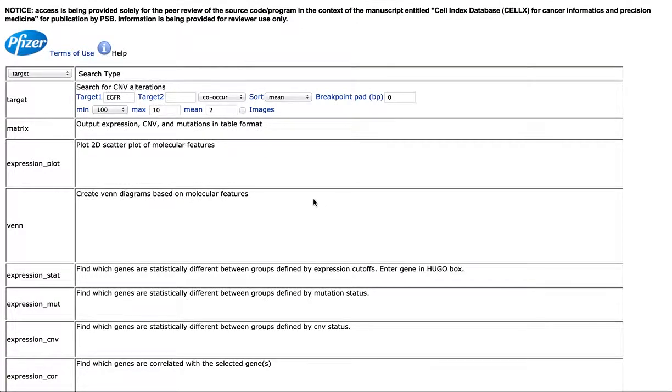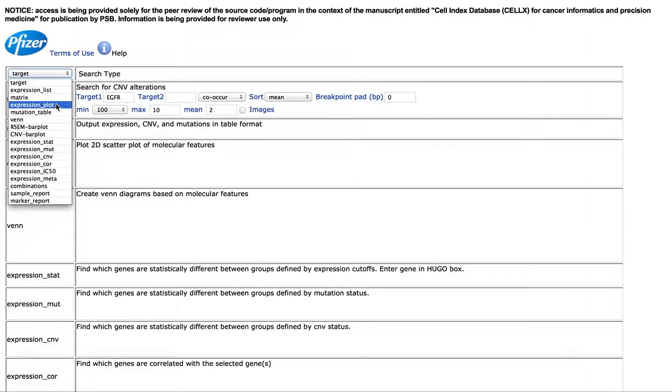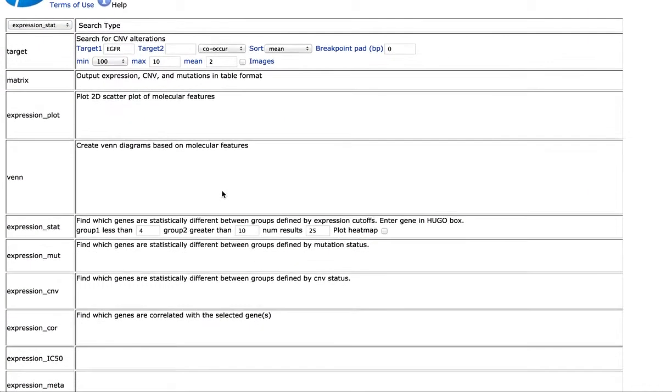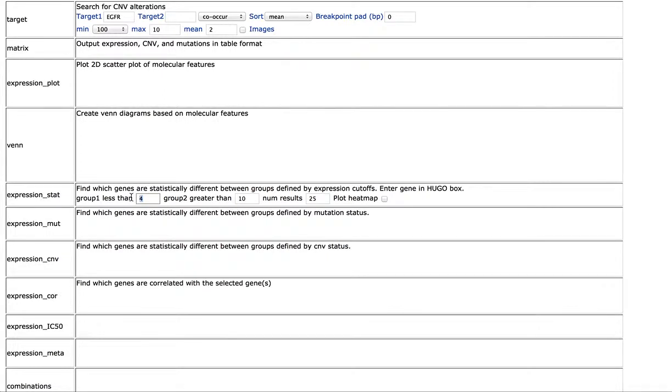Okay, we're going to try to recreate figure 6 using the tool. So figure 6 is what genes are differentially expressed based upon the expression of another gene. So we're going to look at expression stat. Okay, and I believe we used 9.5 as the cutoff.